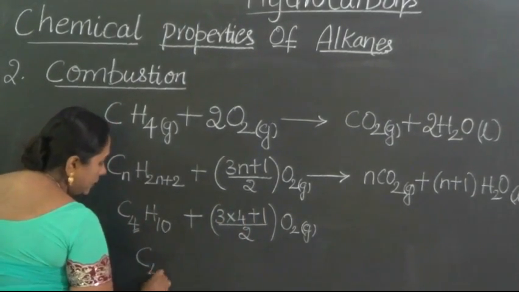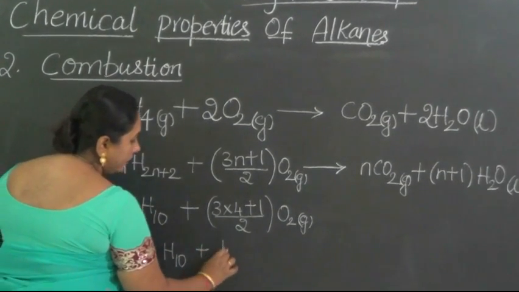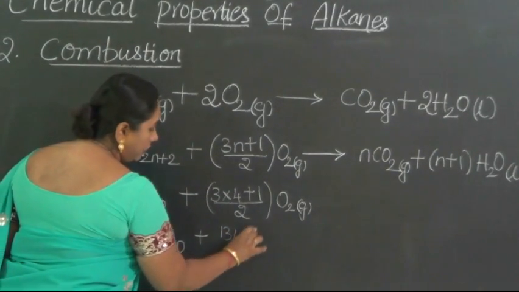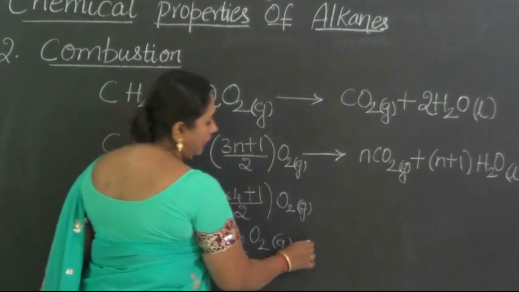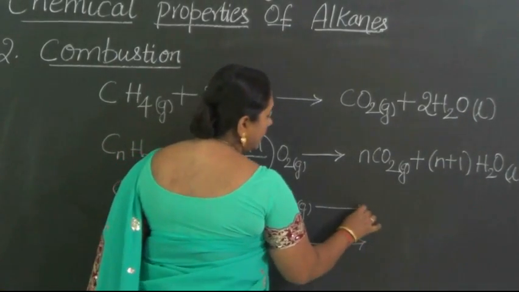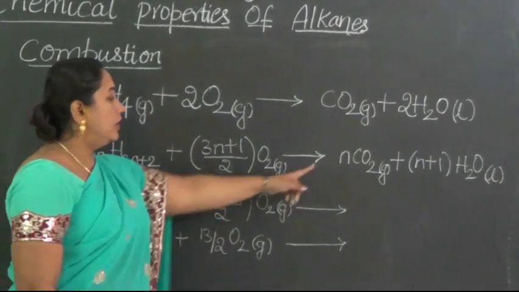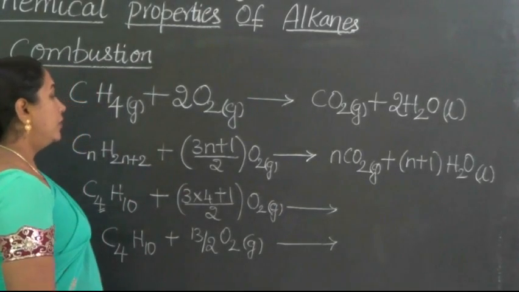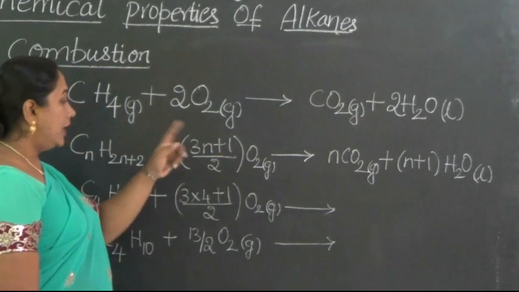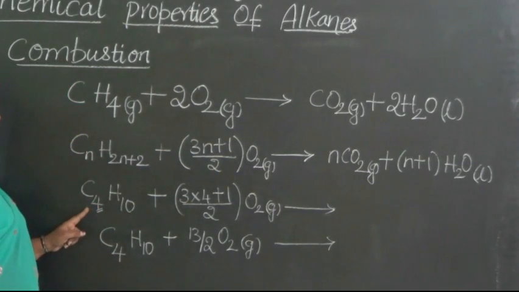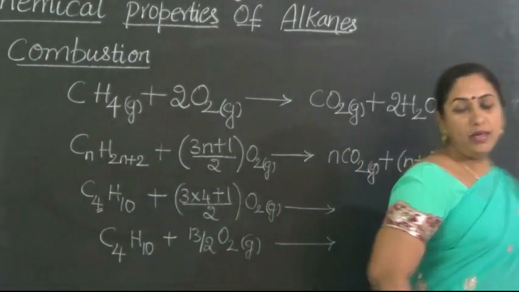So balanced equation would be C4H10 plus 13 by 2 O2 gas. So this is on our LHS. So let us see on our RHS. What would be our RHS? So let us apply the formula nCO2. So n number of CO2 would be released. That n here is 4. It indicates the number of carbon atoms. So in this case n would be 4.